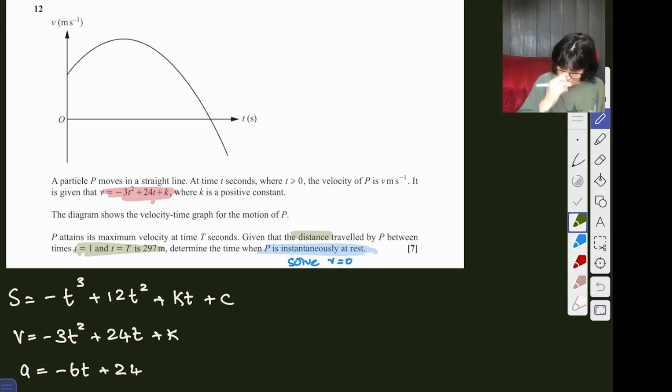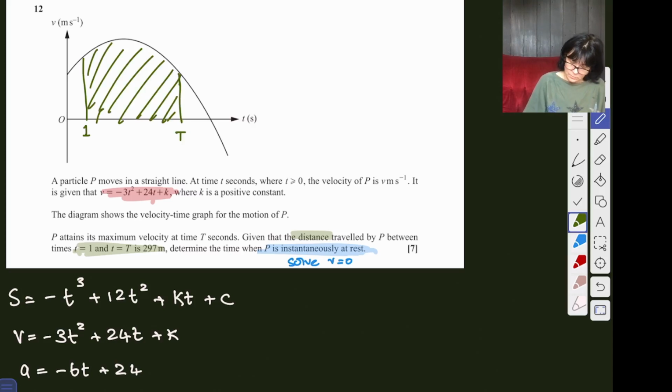Okay. This one, they're telling me an area. Why are they telling me an area? They're saying that from t is 1 to t is capital T, which is just a random point, I think, that area is 297 metres.